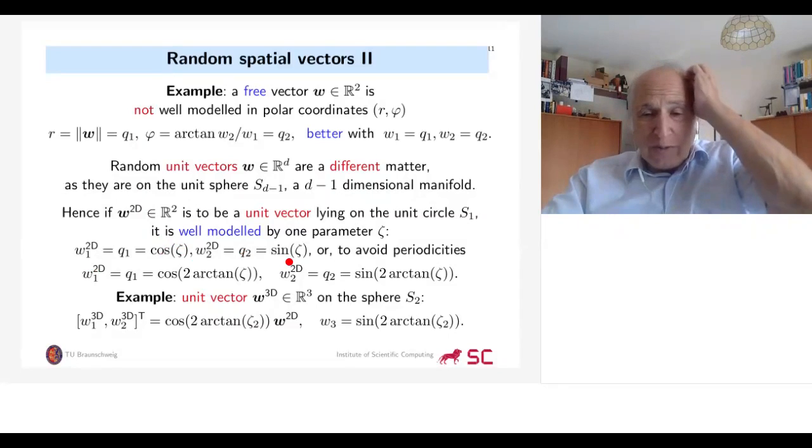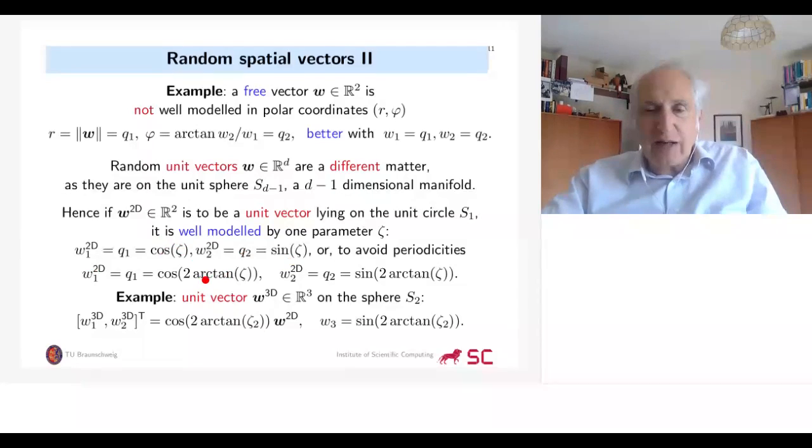And if you want to avoid these periodicities, you can take first the arctangent of xi, which will give you a random variable between minus pi half and plus pi half. Then you multiply this by 2, you get a random variable between minus pi and pi, and then you take the cosine here and the sine. And this is now a 1-to-1 transformation onto the unit circle from a free random variable. It's sort of folding the real line around the unit circle.